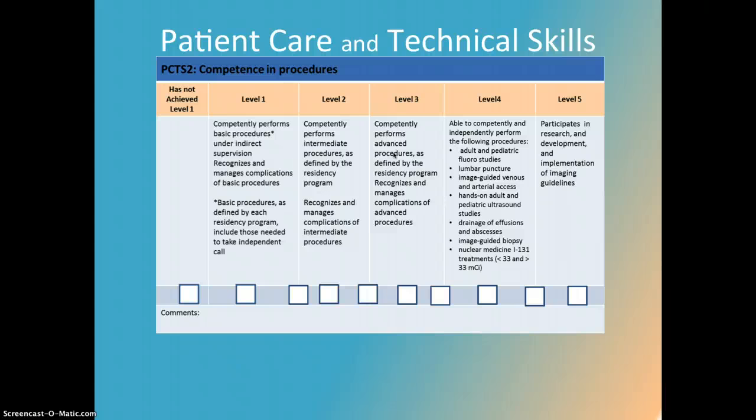And for level 4, in order to achieve level 4, the program directors will have to certify that they are able to independently and competently perform all of those procedures. And if any of these pertain to your rotation, we should talk about numbers required and the procedure for certification. Level 5 participates in research, development, and implementation of imaging guidelines. Again, this is aspirational.